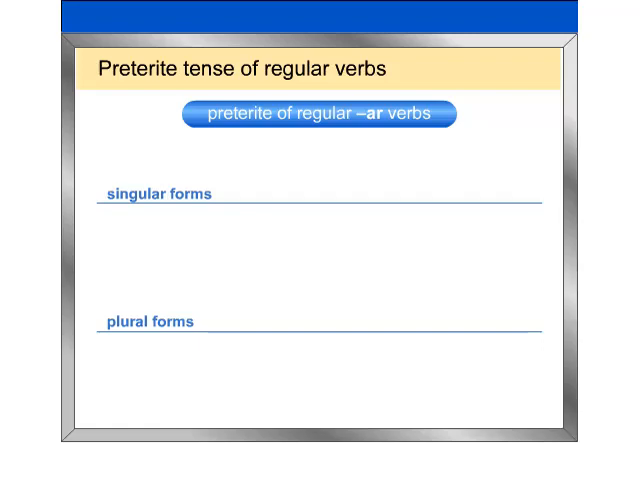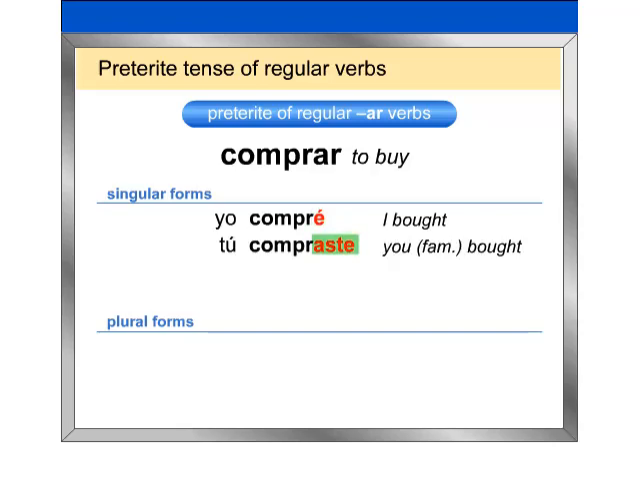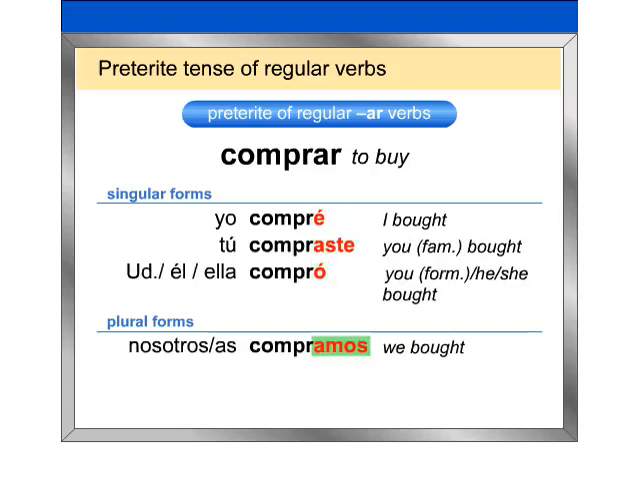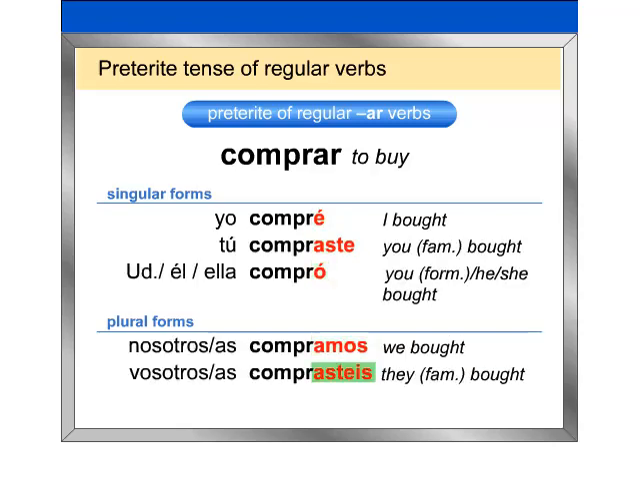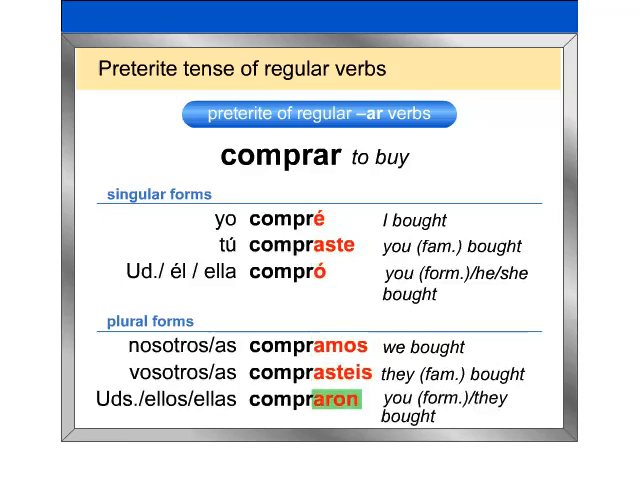Repeat after me. Comprar, compré, compraste, compró, compramos, comprasteis, compraron. Note the preterite endings for AR verbs.